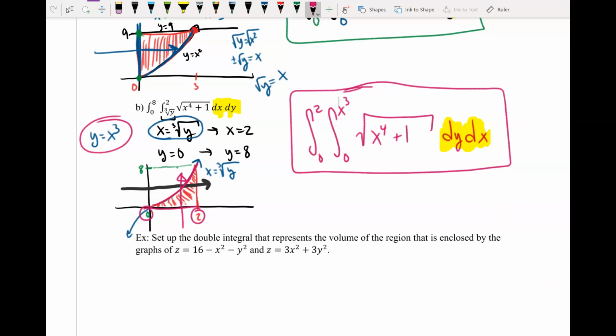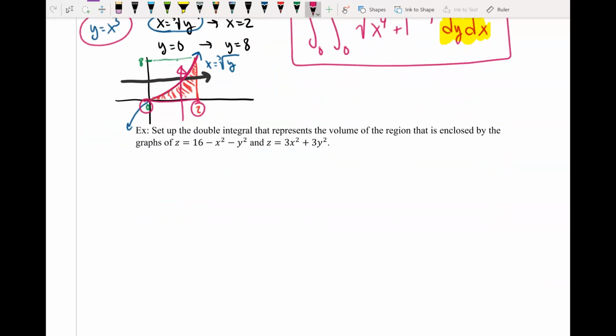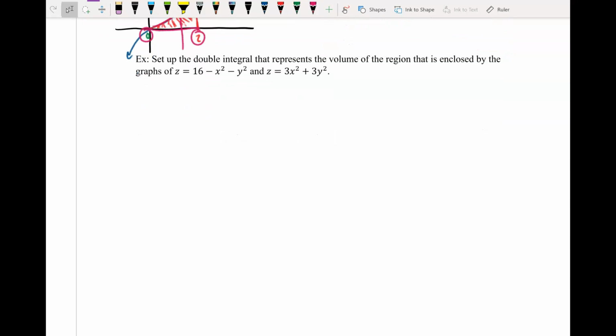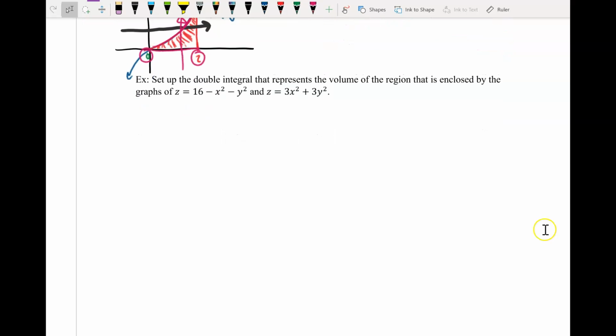All right, now finally, let's go ahead and do this last problem because this is going to be a really good setup for our next section, which is going to be polar coordinates. So we want to set up the double integral that represents the volume of the region that is enclosed by the graphs z equals 16 minus x squared minus y squared and z equals 3x squared plus 3y squared.